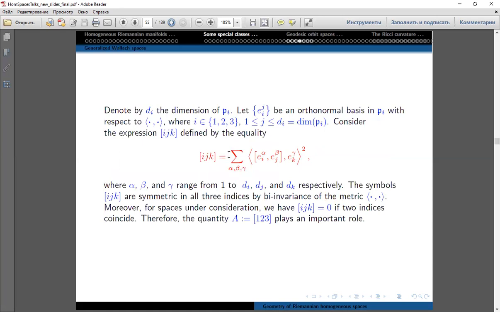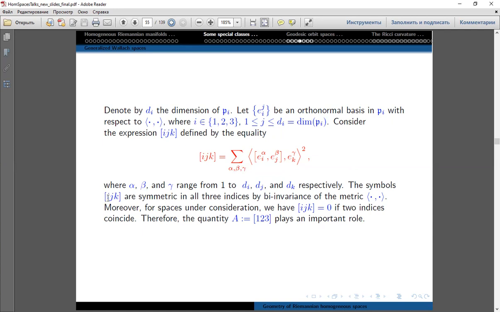A little more about these spaces. Denote by d_i the dimension of the corresponding submodules p_i, and consider an orthonormal basis in p_i with respect to the chosen inner product, and consider this expression defined by the equality, this one. We take brackets between two basis vectors in p_alpha and p_beta, multiply by basis vectors in p_gamma, and take the square of this inner product. And we take it for all triples alpha, beta, gamma.